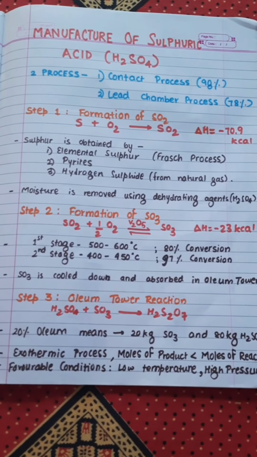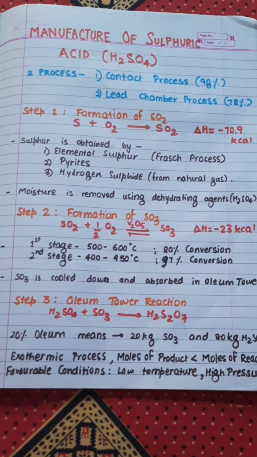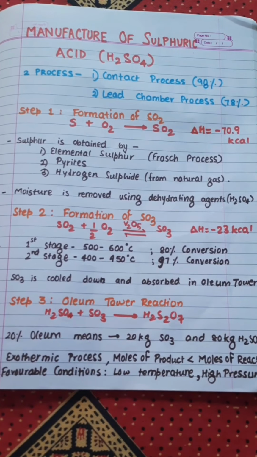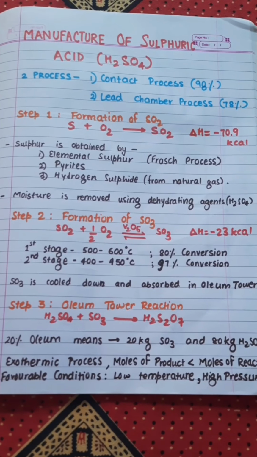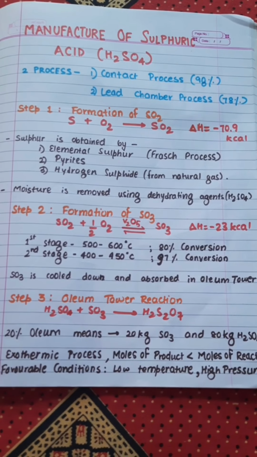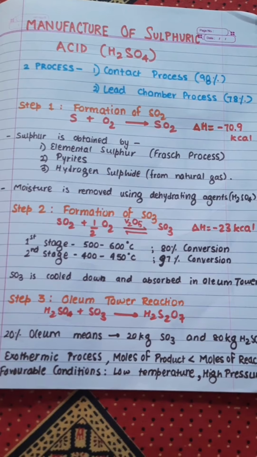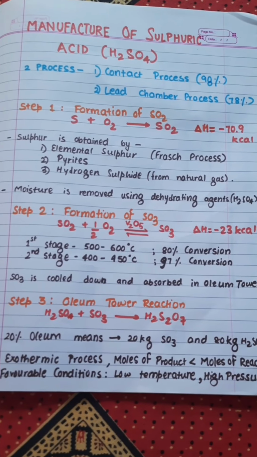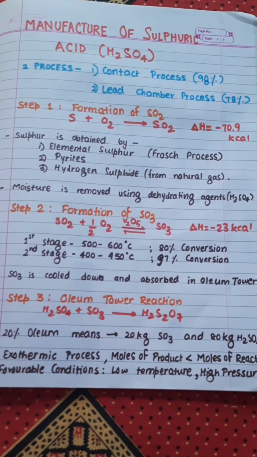So now let us discuss the steps for the formation of sulfuric acid. Step number 1, formation of SO2. Pure sulfur combines with oxygen to give SO2. This sulfur is obtained by various methods. The first is elemental sulfur, which is obtained using the Frasch process. The second is using iron pyrites.